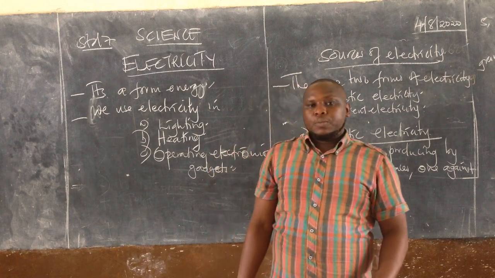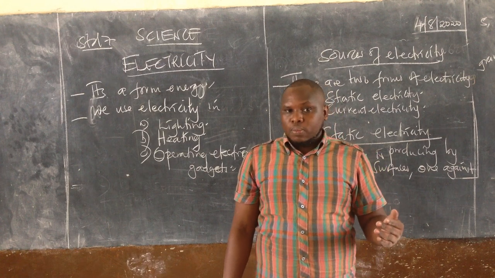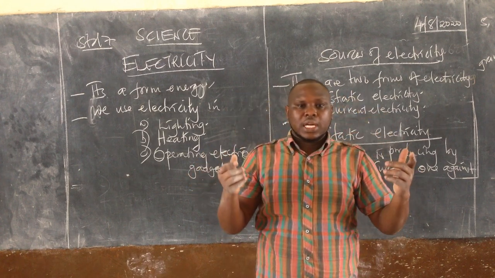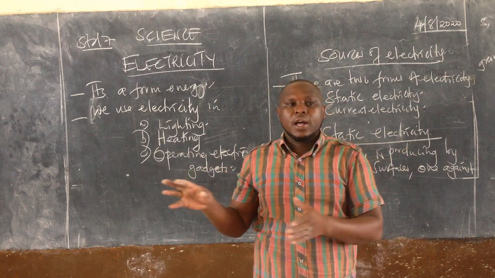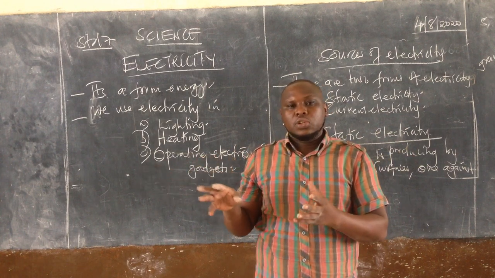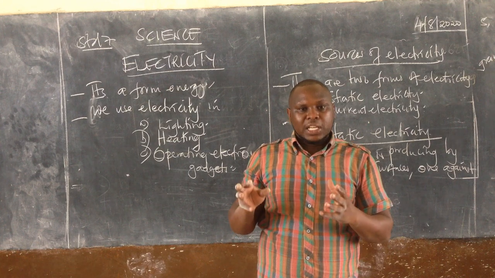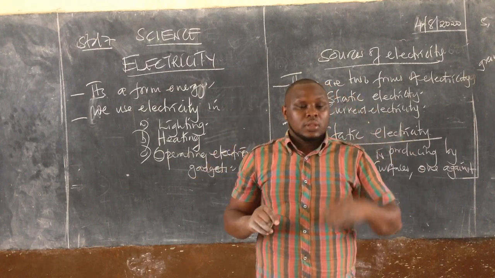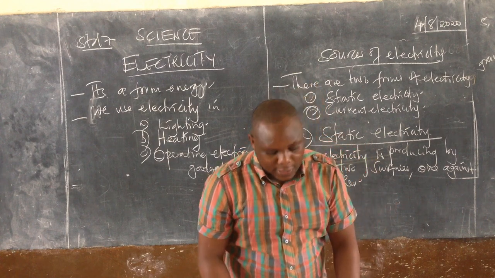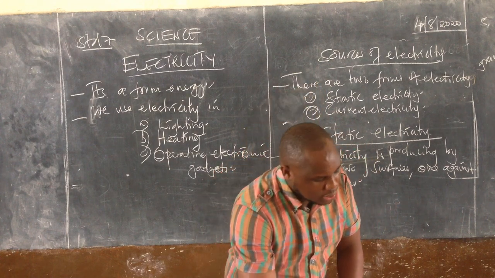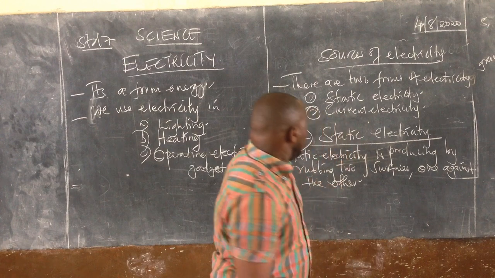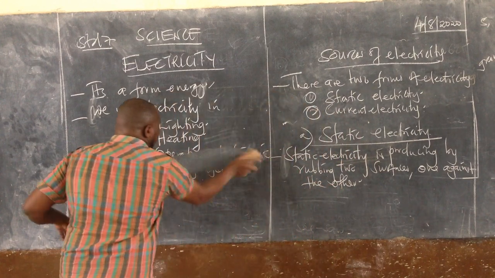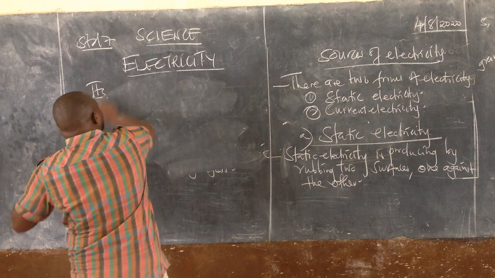You realize that many times at home, just try to remove your clothes, your sweater, and more especially the ones that are made of a type of material, that is nylon material. Once it touches on your hair, you hear some crackling sound. That sound is because of an electricity we call static electricity. So number one, we have so many sources, and we are mentioning sources of static electricity.